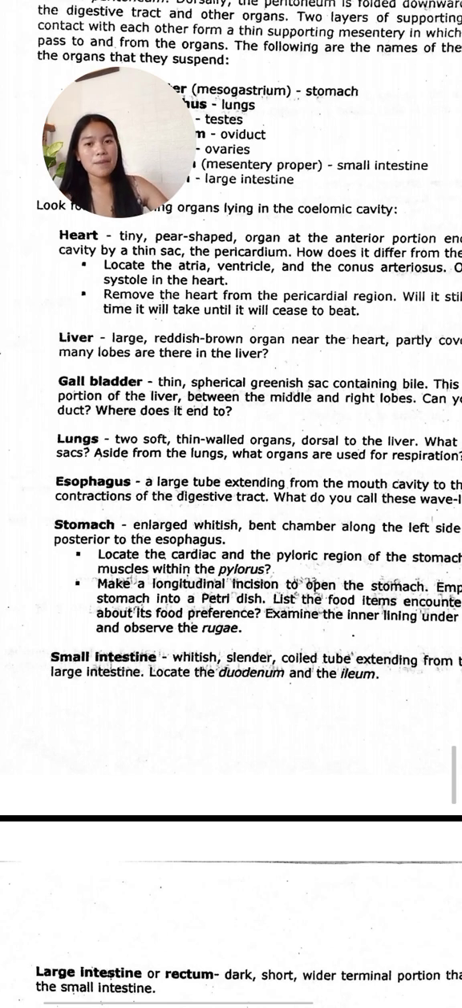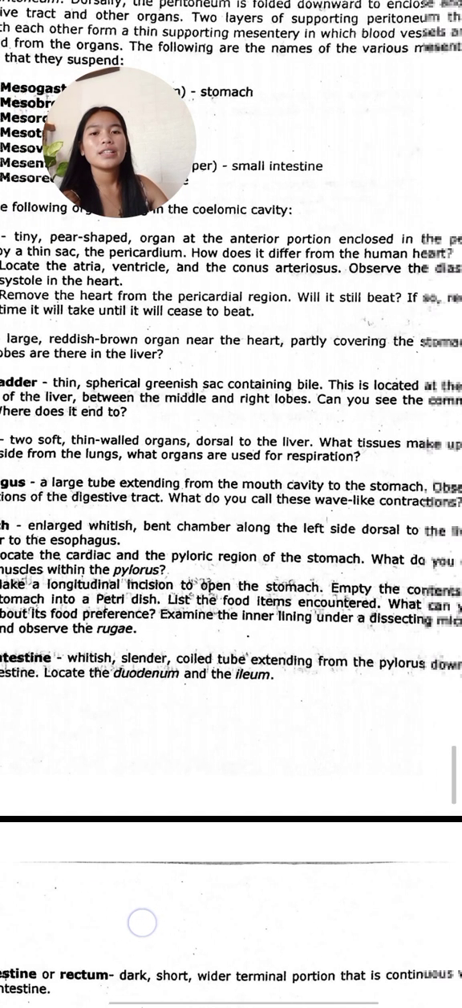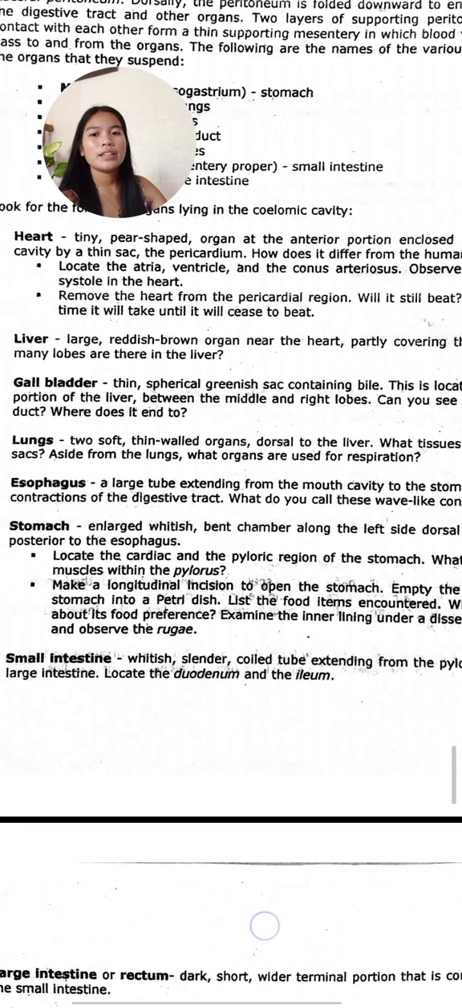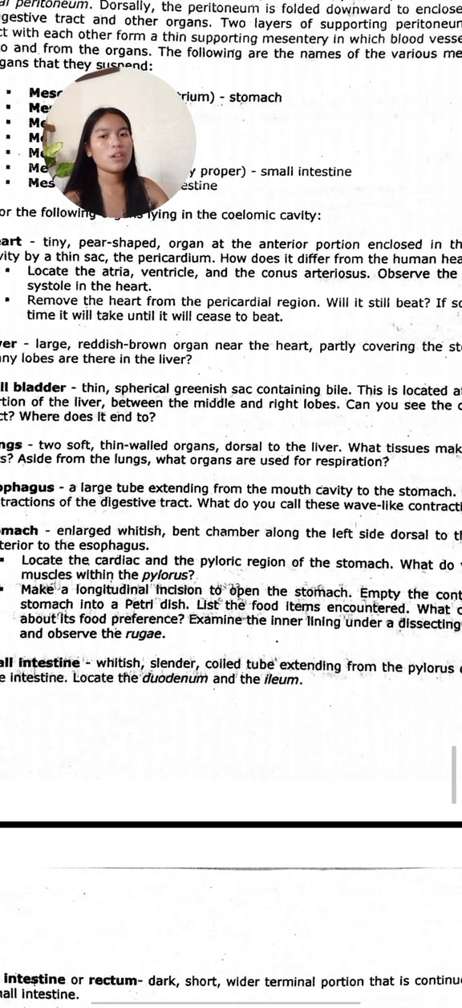So next is the stomach. The stomach is enlarged, whitish, bent chamber along the left side dorsal to the liver and posterior to the esophagus. So, the stomach is connected here to the esophagus. So, the stomach is an important organ and the most dilated portion of the digestive system. The esophagus precedes it and the small intestine follows. It is a large muscular and hollow organ allowing for a capacity to hold food. It is comprised of four main regions: the cardia, the fundus, the body, and the pylorus.